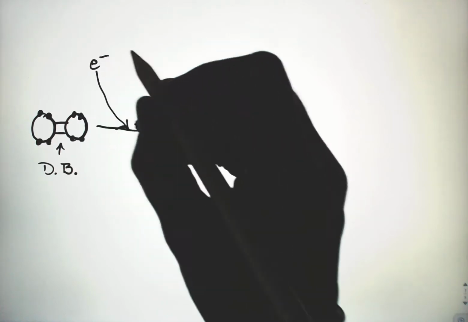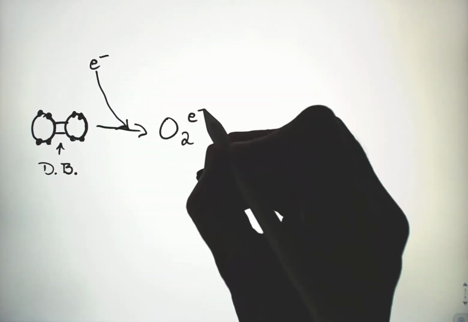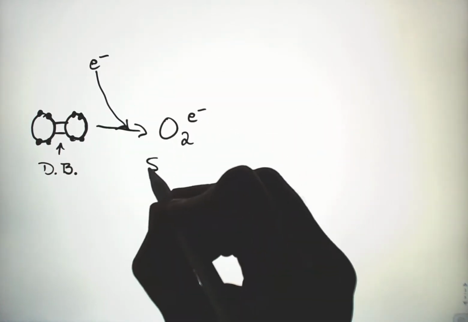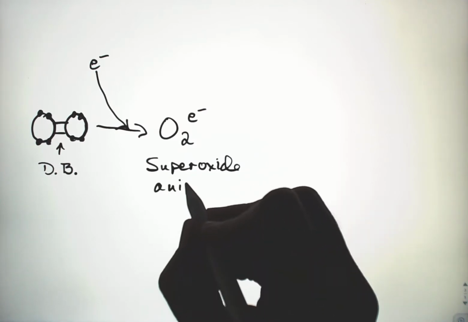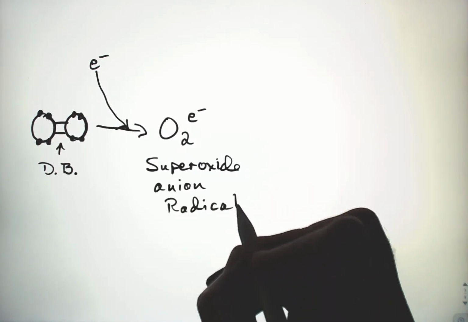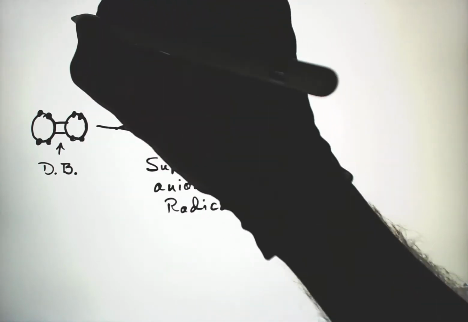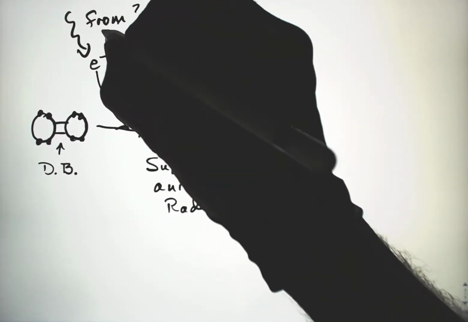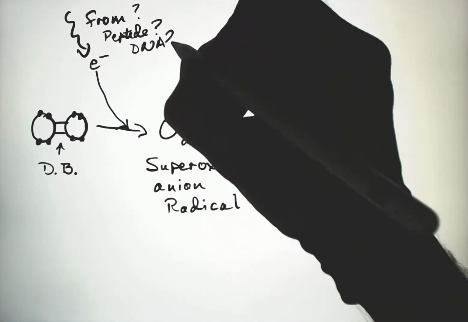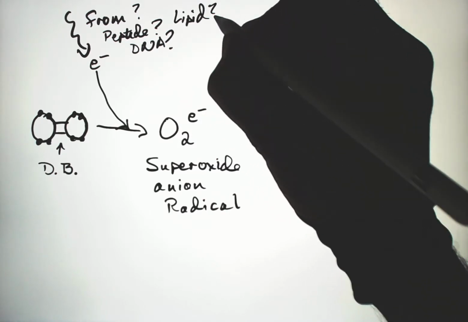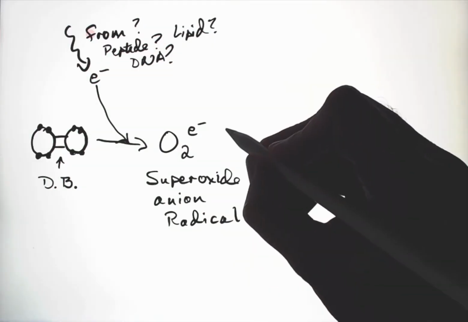Oxygen picks up an electron to become oxygen with a negative charge, superoxide anion radical. That electron has to come from somewhere else, from peptides, DNA, lipids, somewhere else in the cell. Each of these is dangerous. I'll show you a few examples.